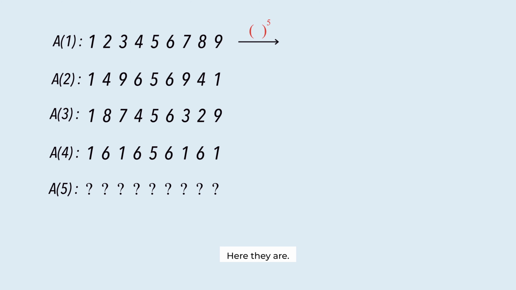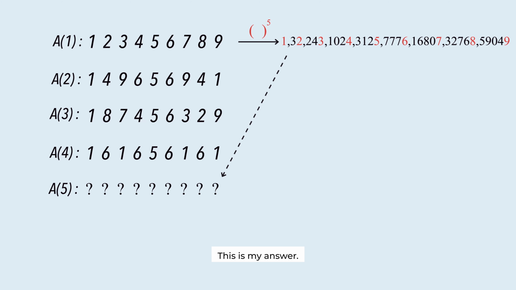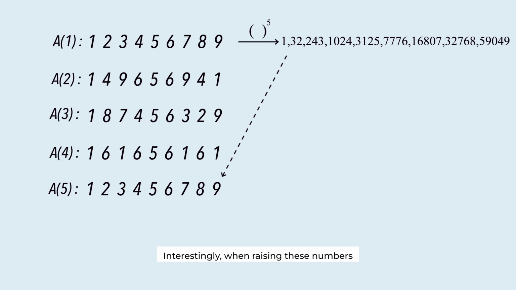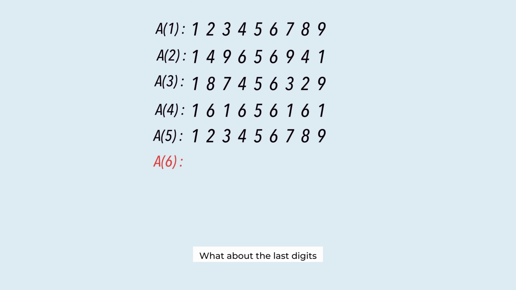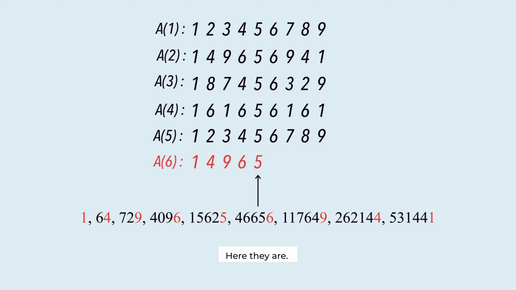Here they are. This is my answer. Interestingly, when raising these numbers to the fifth power, the last digits appear in the exact order from 1 to 9. They are the same as those of the first term. What about the last digits of the sixth powers? Here they are. They turn out to be the same as the last digits of the squares.